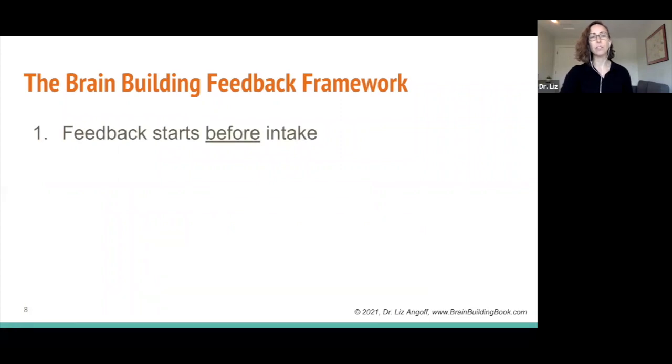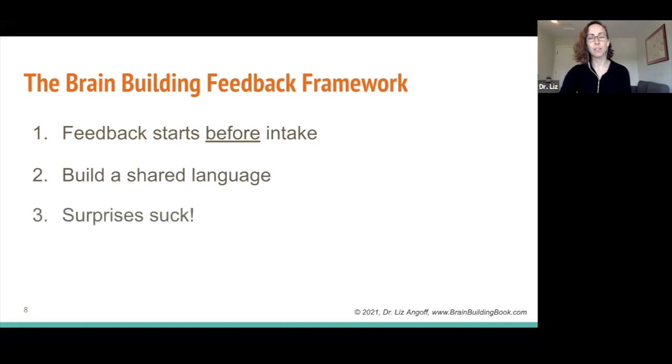And so this framework has 4 parts. The first is that feedback starts before intake. The second, building a shared language. The third, surprises suck, stay away from them. And 4, needing that continued conversation. So let's dive into what these mean.